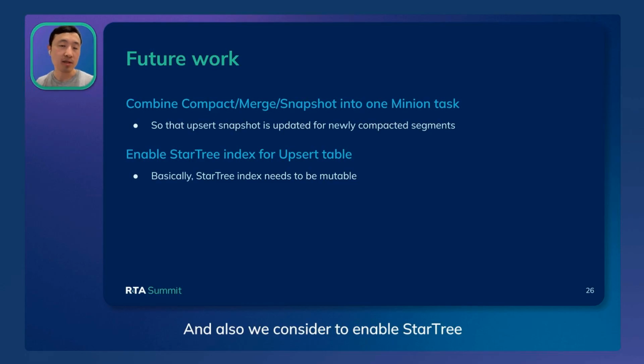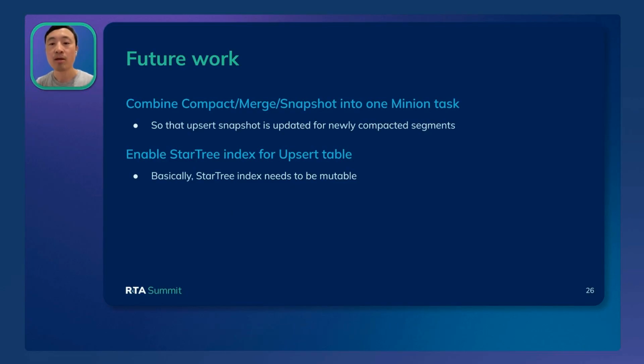We also plan to enable the StarTree index for Upsert tables. The StarTree index is a very powerful index. For certain workloads, it can improve the query performance dramatically. But it doesn't work for Upsert tables today because the StarTree index is made mainly for immutable segments, while for Upsert tables the segments are effectively mutable. How to make the StarTree index work for changing data is something we are looking into, so the StarTree index can also benefit the query performance for Upsert tables.